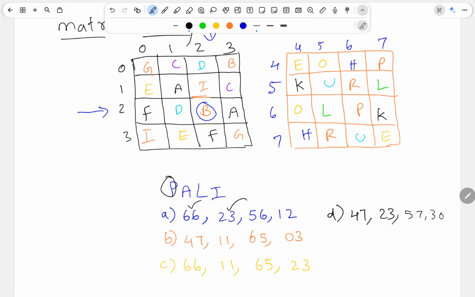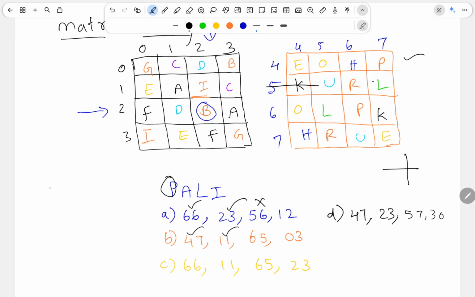Then 5 6, first row and then column. So 5 row wise and then column wise 6. No, in that place R is there, so it is not our answer. Then no need to check 1 2. Then 4 7, P, 4th row and 7th column, yes, P is correct. Then 1 1, yeah, A is correct. Then where they are both intersecting, suppose second row, second.